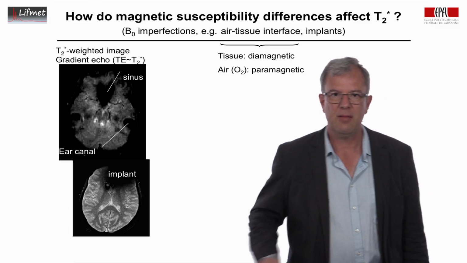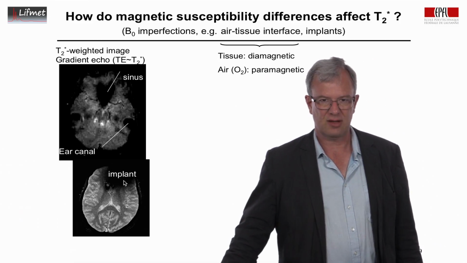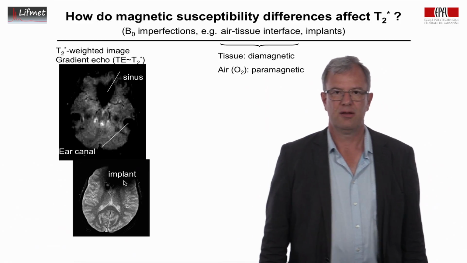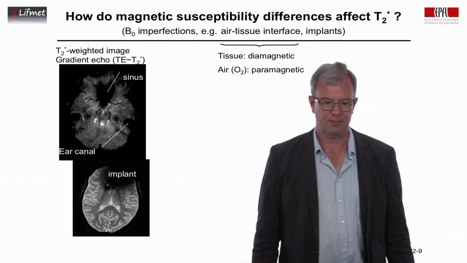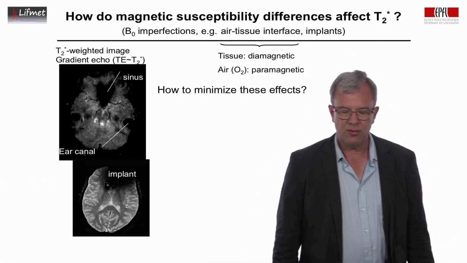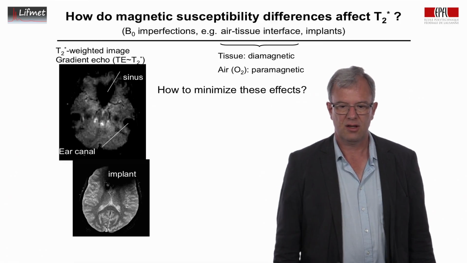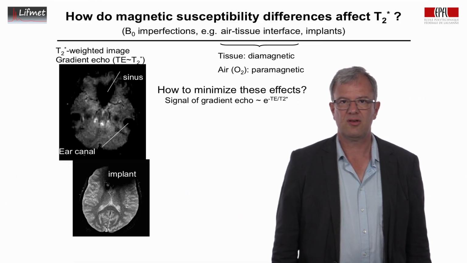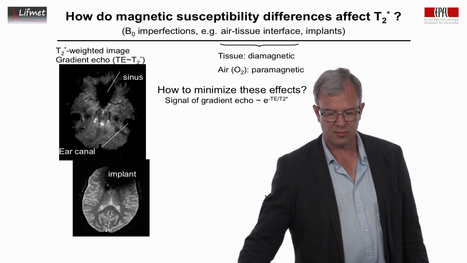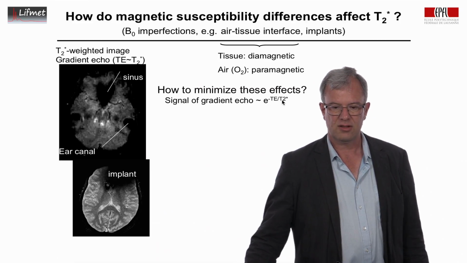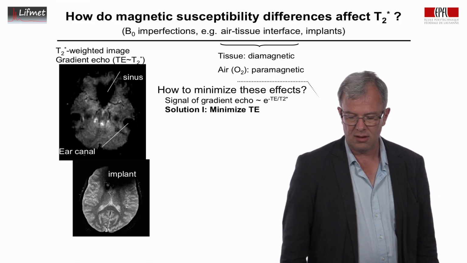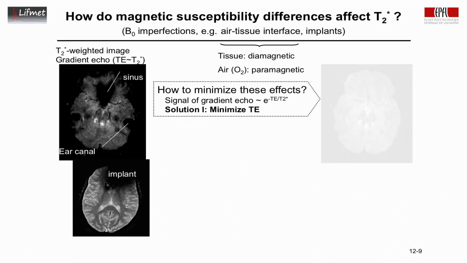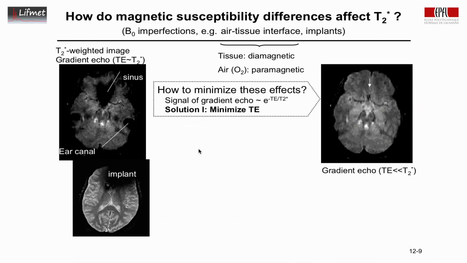Here's another example of an implant. Implants, if their susceptibility doesn't match that of the tissue, can produce the same effect. One example is, for example, tattoos. So how can we minimize these effects? We notice that the signal of the gradient echo is proportional to e to the minus TE over T2 star. So we can minimize these effects by minimizing TE. And if we do this, then such a T2 star weighted image will look like this. This is a gradient echo with a short TE.